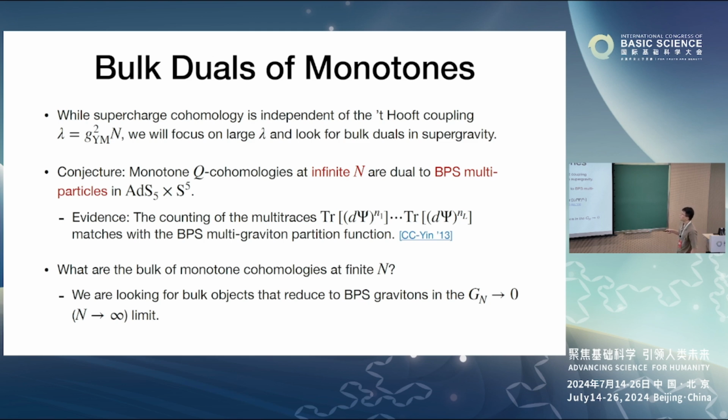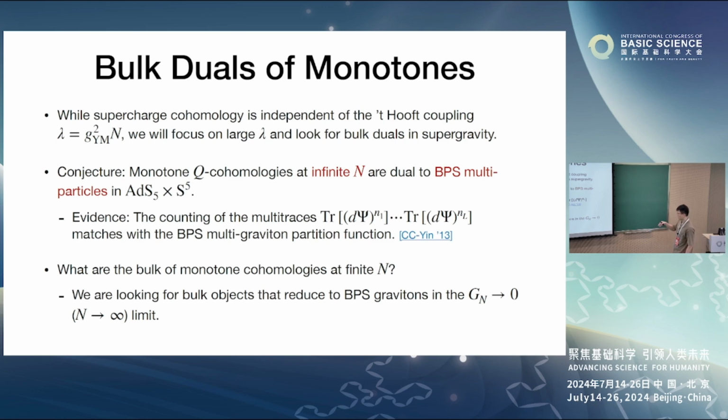And first, let's start with the monotone cohomology. We also first consider, for simplicity, the infinite rank case. And the conjecture is that in this case, they are due to BPS multi-gravitons in AdS5 times S5. And for this conjecture, we have very strong evidence.